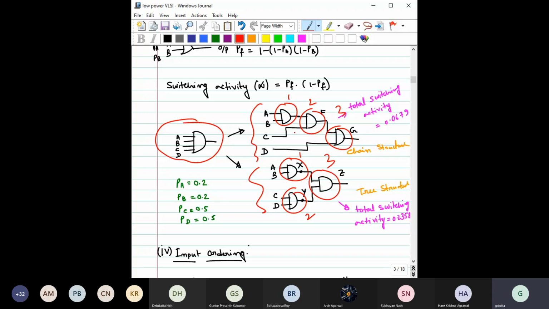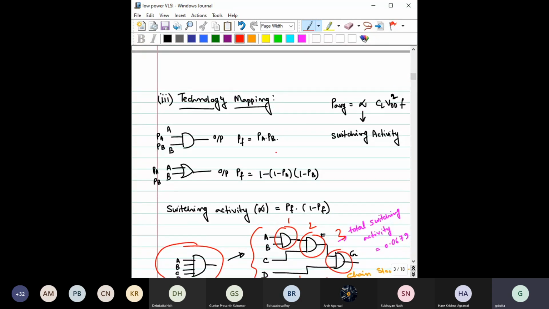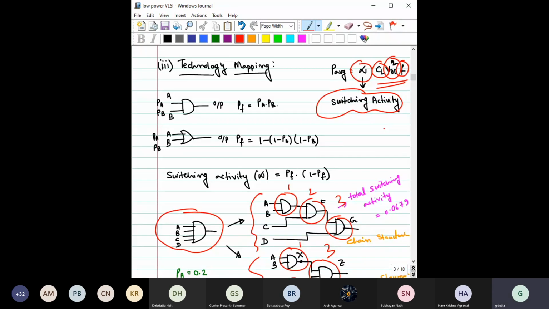Then will there be any difference in terms of power dissipation? For that, we are not looking at this moment, but we have to look at the alpha, or the switching activity part here. Now, how do you calculate alpha? Alpha can be calculated by this formula, which is PF into 1 minus PF. So what do you mean by PF into 1 minus PF?